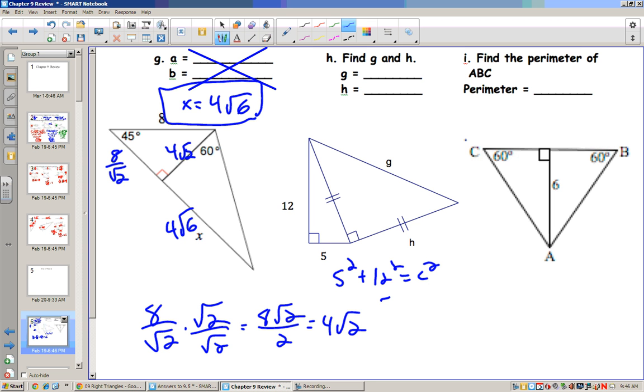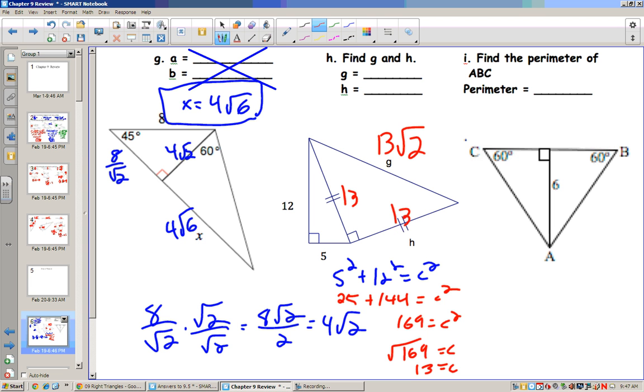Or we can do it this way, say 5 squared is 25. So I can say this is 25 plus 144 is equal to c squared, or 169 is equal to c squared, so the square root of 169 is equal to 13. So if this side's 13, this side has to be 13. So this is a 45, 45, 90 since these two are the same. So this side is just going to be 13 times the square root of 2. So g is 13 root 2 and h is 13.